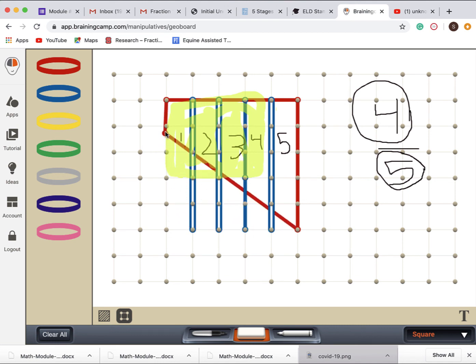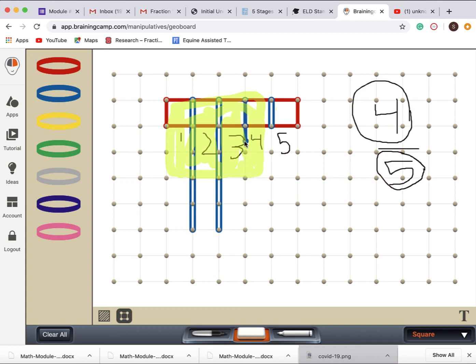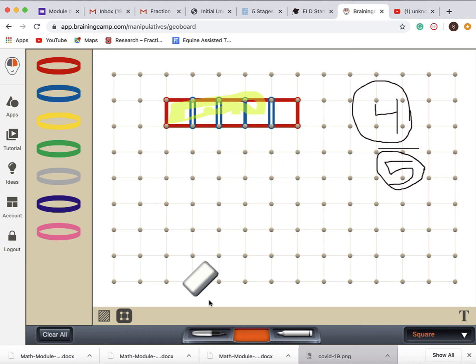Or we could stretch it all the way up here and make it really tiny. Boing. 1, 2, 3, 4. And here we have also a representation of 4/5. All right, hope that makes sense.